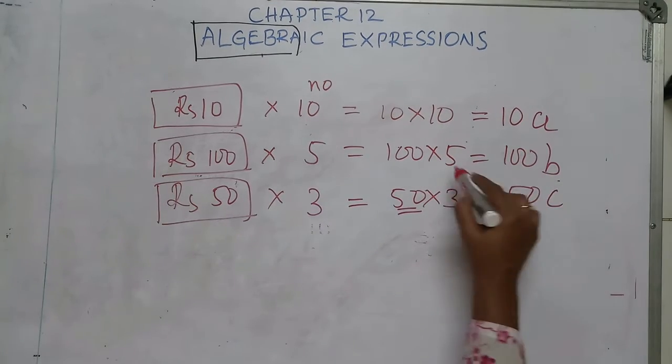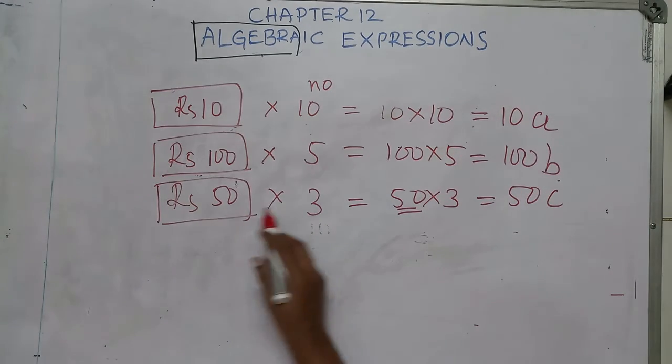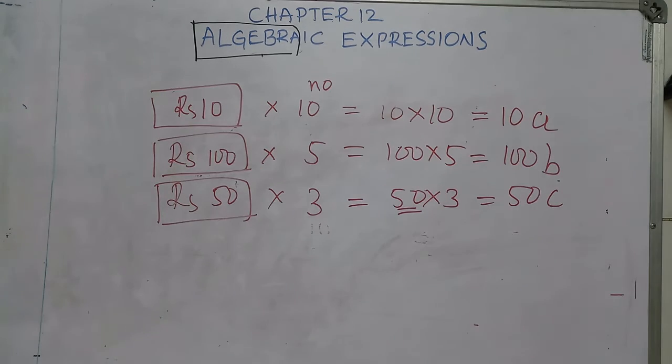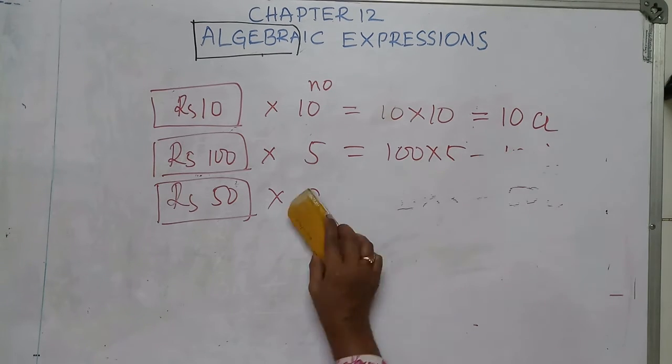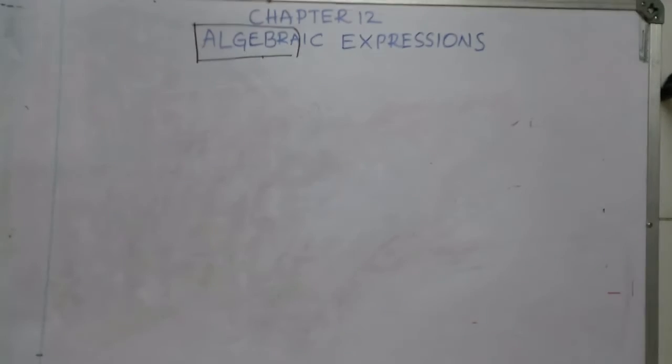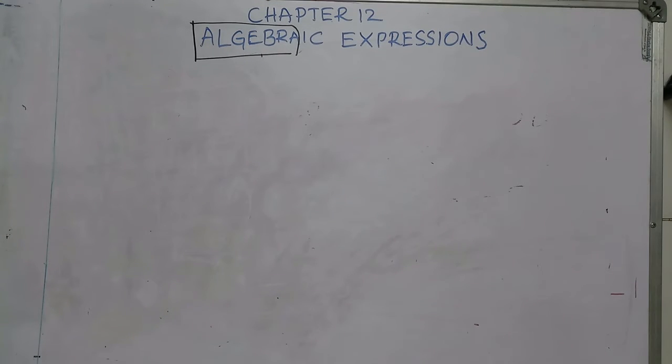Like B, if I have 6 hundred rupee notes instead of 5, then I will replace B with 6. If I have 5 fifty rupee notes instead of 3, then C I have to replace with 5. See, here also I am using algebra unknowingly, right? So everywhere algebra is helpful in our daily lives also. Then let us learn what is there in your chapter.